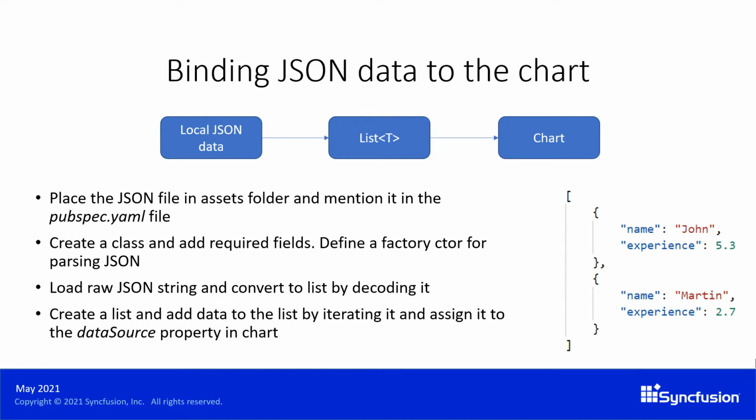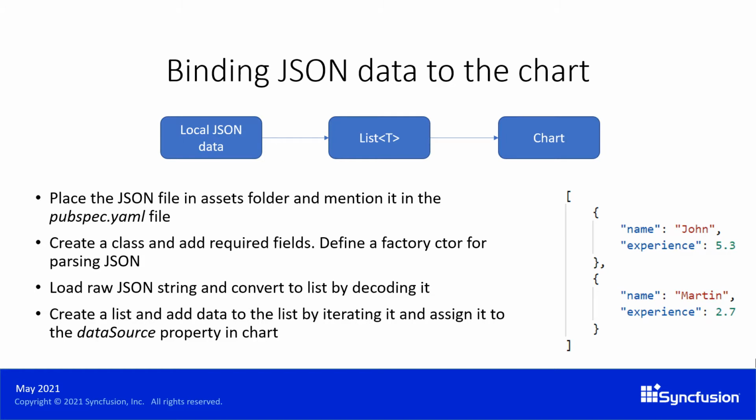Now, I will show you how to bind JSON data which is available locally to the chart. The JSON data should be converted to class type list for binding it to the chart's data source. Here I have mentioned a snippet of JSON data. We need to do few more additional steps for binding this to the chart. First, the JSON data should be placed in the assets folder and should mention the path in the pubspec.yaml file.